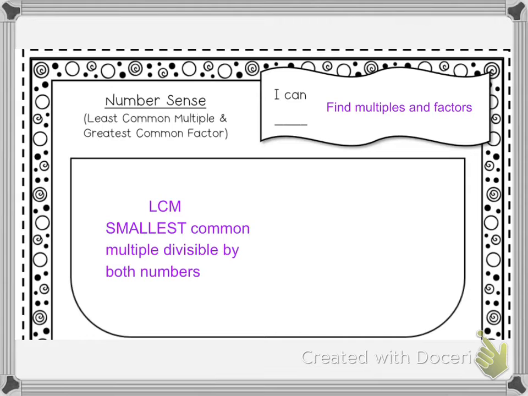LCM, or least common multiple, is the smallest common multiple divisible by two numbers. Multiples are numbers that come after or be multiplied. So multiples of 2 would be 4, 6, 8, 10, etc. Because 2 can go into all of these numbers.